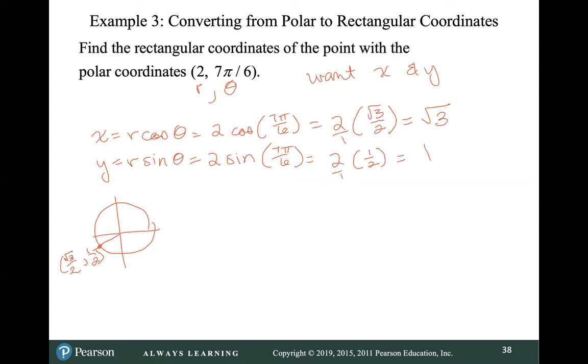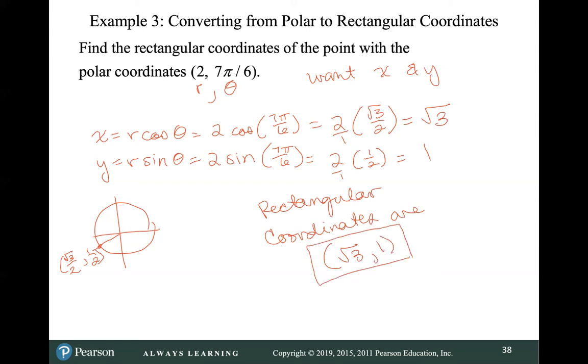So our rectangular coordinates are square root of 3, 1. That's converting from polar to rectangular. Okay, and when we're doing that, pretty straightforward, we can substitute into our two formulas to find x and y.